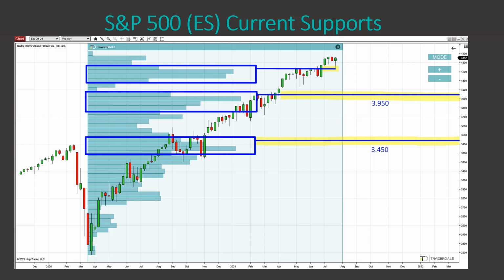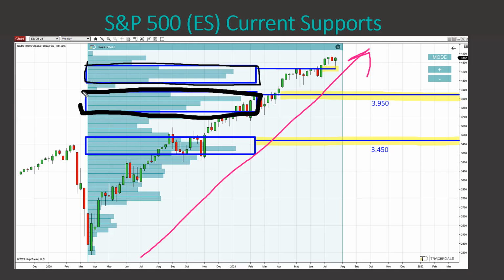Now, another popular market, which you guys asked for, was the S&P 500. Again, the first thing to notice here is the strong uptrend. Now, there are 3 significant volume zones. This one, and this one. The first one seems like it's already been tested.